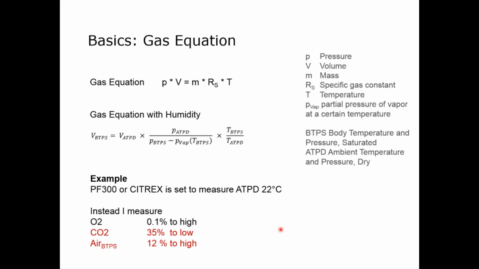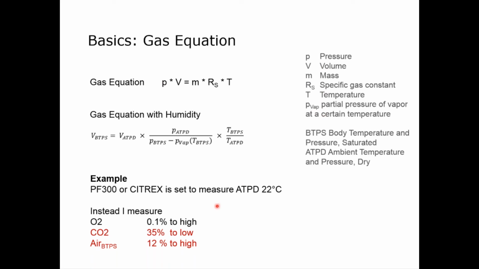Let's have a quick look at the gas equation. This gas equation is the basics of everything. We see that a number of parameters play a role: pressure, mass of the gas, specific gas constant, temperature, vapor, partial pressure of vapor, which is humidity, at a certain temperature. There is a number of effects which are not linear, and I don't think it's very important to understand this equation, but it's important to understand the effects several parameters can have on a precise flow measurement.